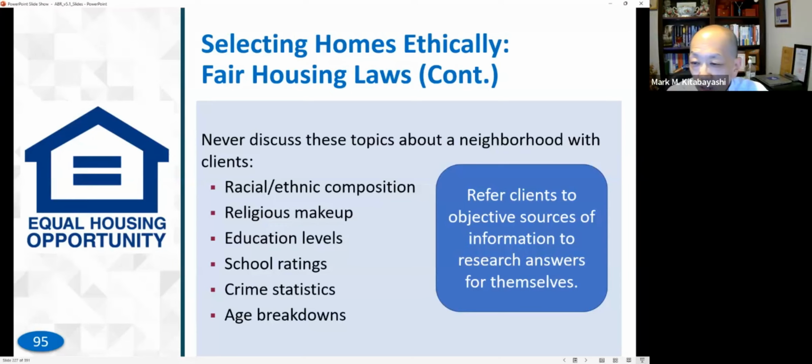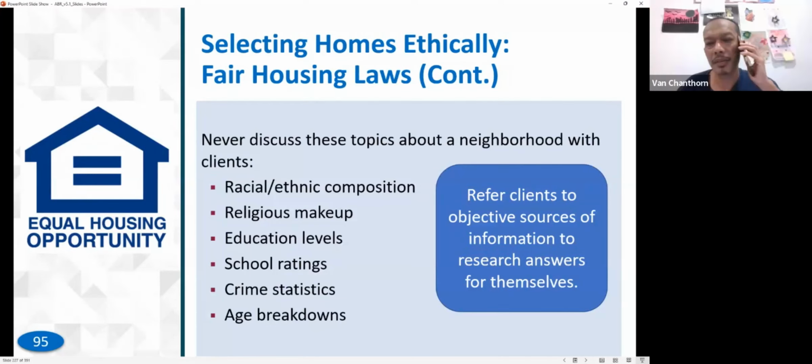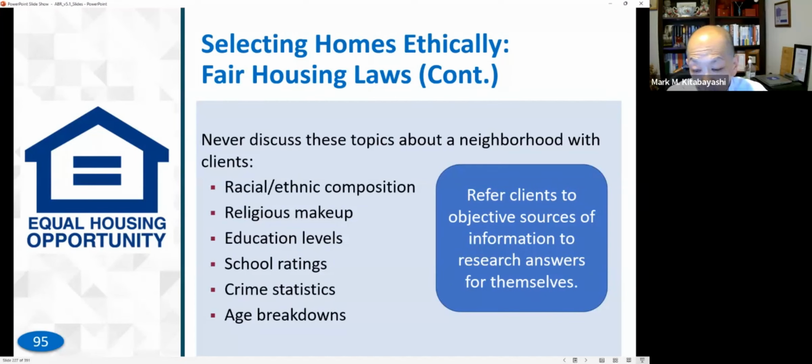In the United States, you never discuss the topic about the neighborhood with your clients. Race, ethnic composition, religious makeup, educational levels, school ratings, crime situation statistics, age breakdown.